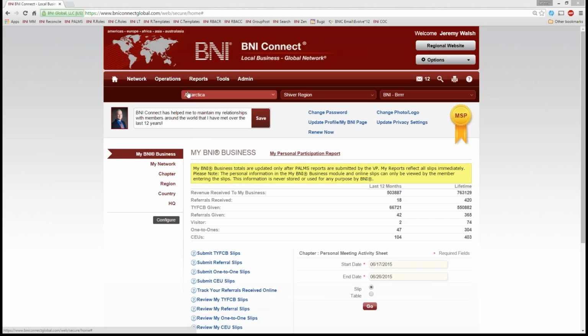Remember that reports are read only. So if you're looking to get statistics and things back out of the system, you're going to go to reports. But if you're looking to input something into the system, you're going to go to operations. So again, reports are read only. Operations is input. Okay? So let's take a look at the operations menu and see the kind of stuff that's under there. So I'm going to go to operations.